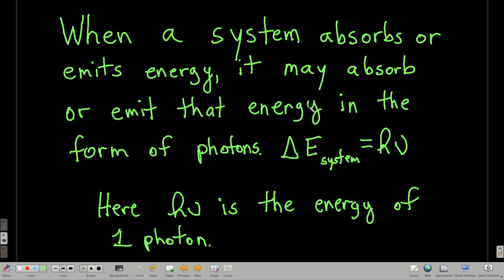One way for that system to gain or lose energy is to emit or absorb what are called photons. I'm sure you've heard of them, photon torpedoes and all that. So the change in energy of the system is n times h nu, and if it's losing or gaining one photon, the energy of that photon is h nu, Planck's constant times the frequency. It's the energy of one photon.